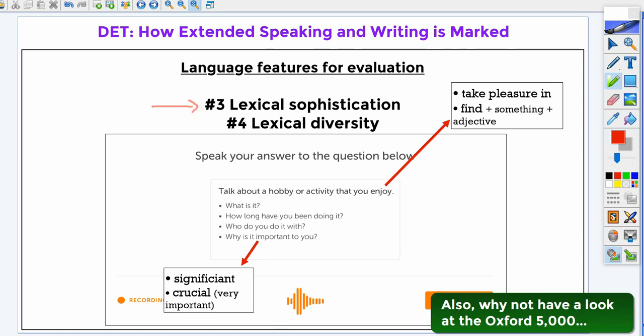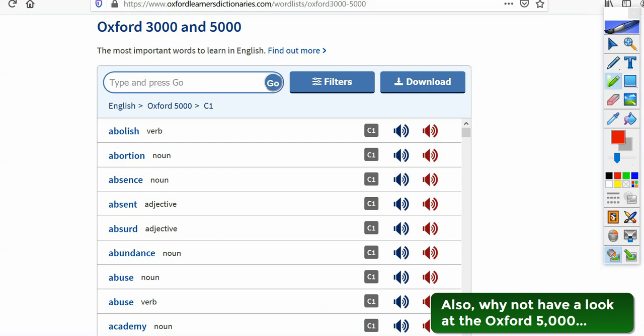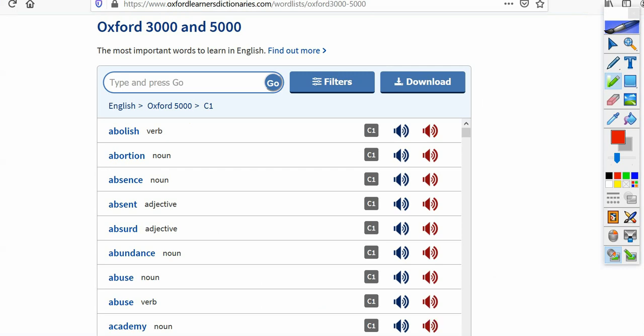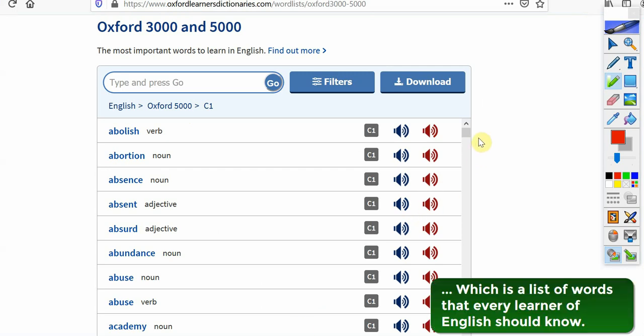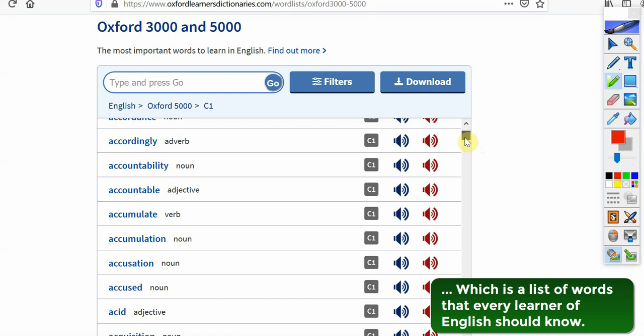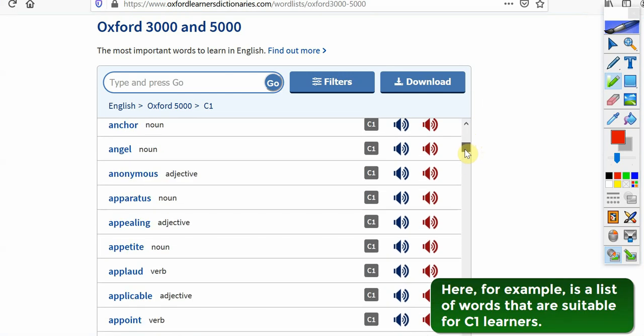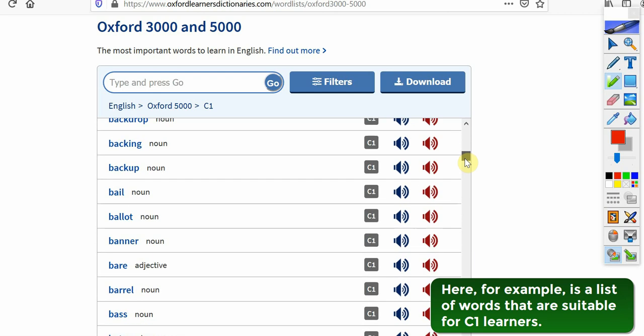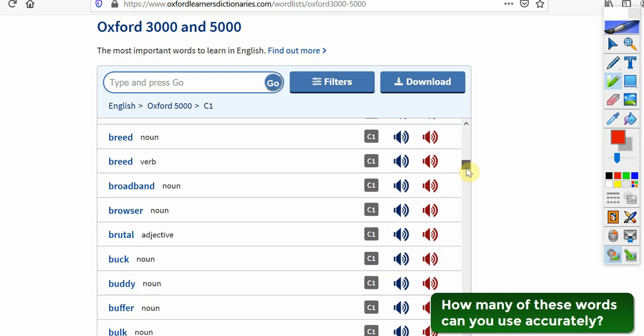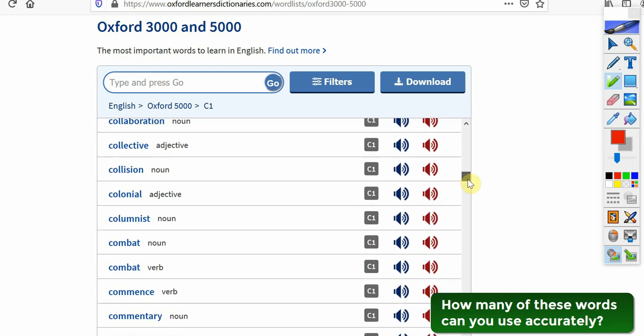Also, why not have a look at the Oxford 5000, which is a list of words that every learner of English should know. Here, for example, is a list of words that are suitable for C1 learners. How many of these words can you use accurately?